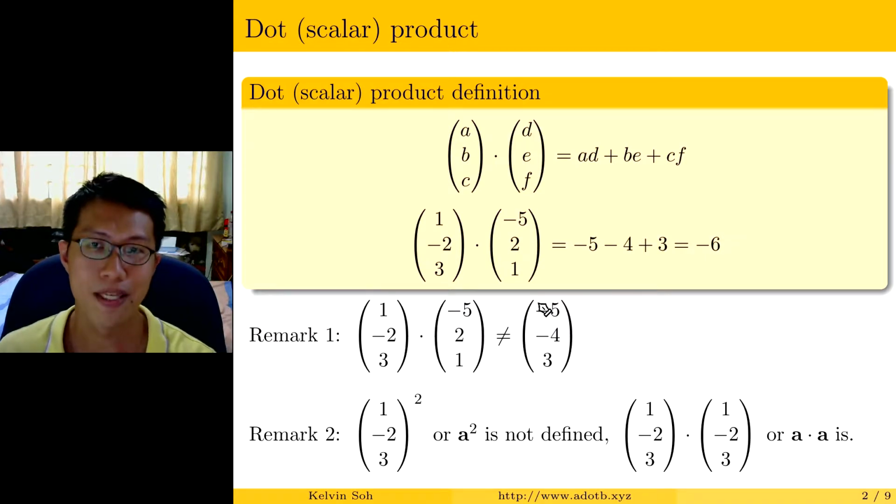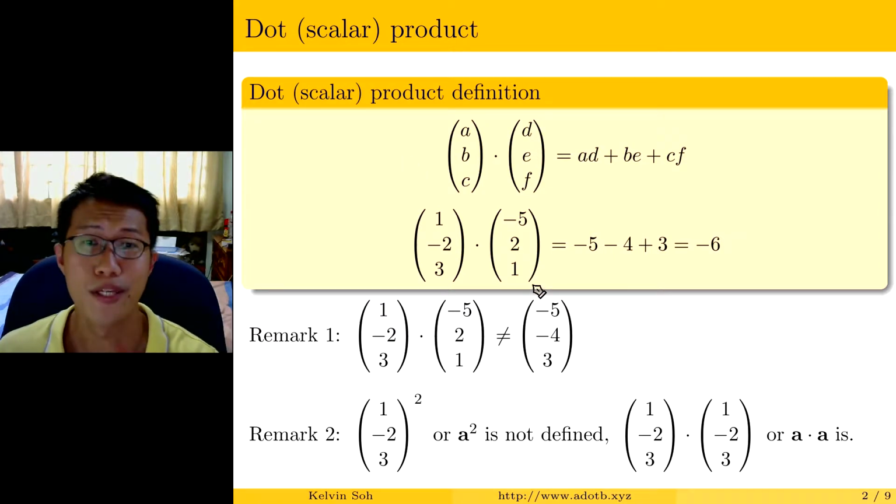Instead of writing them as a vector this way, minus 5, minus 4, 3, we want to add these three numbers up. So the dot product gives us the final answer. We add up minus 5, added to minus 4, added to 3 gives us the final answer of minus 6. So we define the dot product to be this way. We multiply them across component-wise and we add up these three numbers to end off with a number. The dot product is also called a scalar product because the final answer is a number or a scalar.